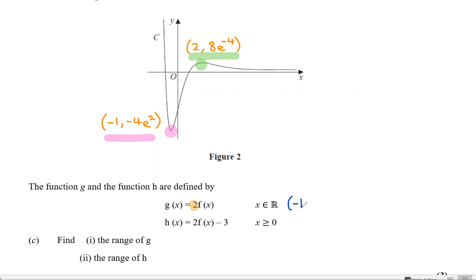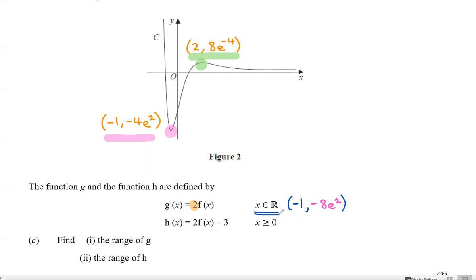So the first stationary point is going to remain at -1. But because of the 2, I'm going to have to double my y coordinates. So it's going to be multiplied by 2. So that's going to be -8e squared. Okay, so that's a stretch scale factor 2 parallel to the y-axis. Notice as well that x is defined for all real numbers. So our domain doesn't change either.